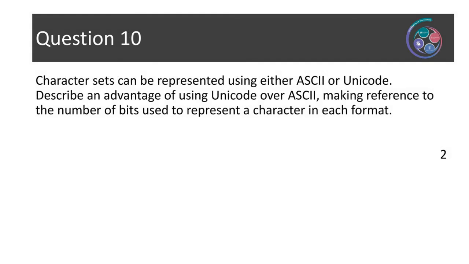Okay, question number 10. Character sets can be represented using either ASCII or Unicode. Describe an advantage of using Unicode over ASCII, making reference to the number of bits used to represent a character in each format. So this is a 2-mark question. Being able to understand clearly the difference between Unicode and ASCII is going to get you that 1st mark. And then it's saying you need to make reference to the number of bits used to represent a character in each format. That's going to give you a clue as to where the 2nd mark is coming from.